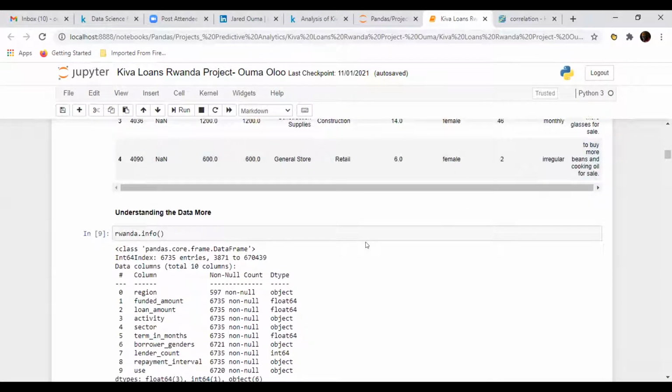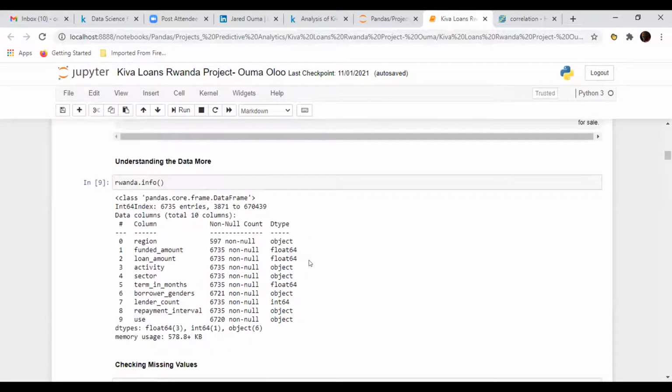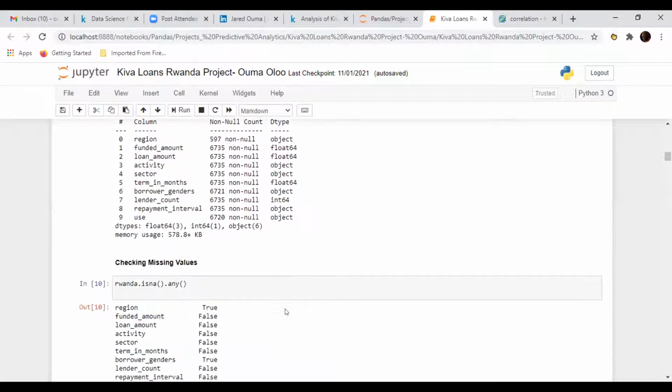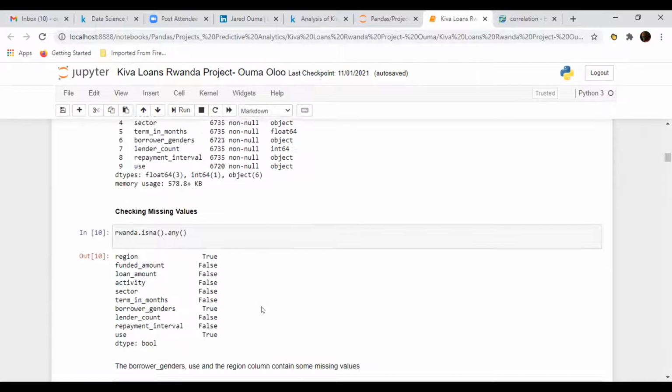Then I went into trying to understand the data more. So I ran rwanda.info just to see what data was here. So I got the columns, there were 9 items in these columns. But the total columns should be 10 because it starts counting from 0. So they are 10. So after getting this, I also tried to run to see if there are some missing values in that data, which I got.